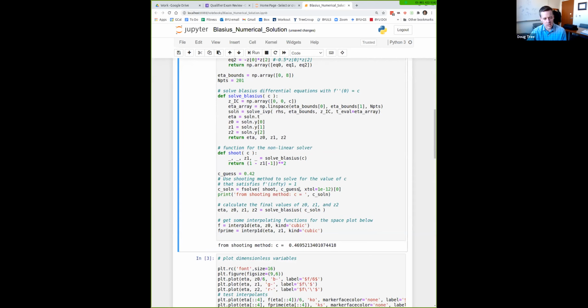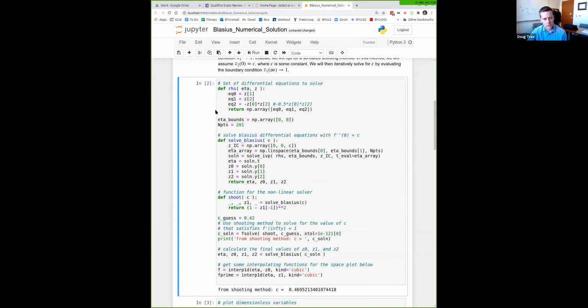Okay, so let me run this. So here's the code to do that. I've got equation 0, equation 1, equation 2. This is my right-hand side of a differential equation. Inside solve Blasius, I use the solve IVP function, which solves an initial value problem. I give it my initial conditions here, 0, 0, C, and C is this constant that I don't know.